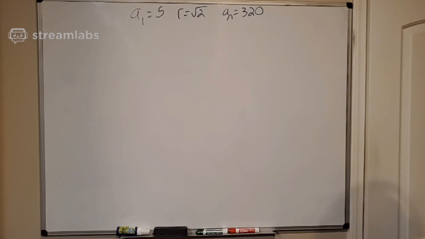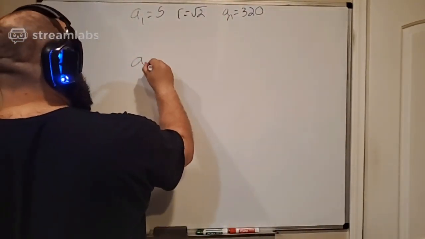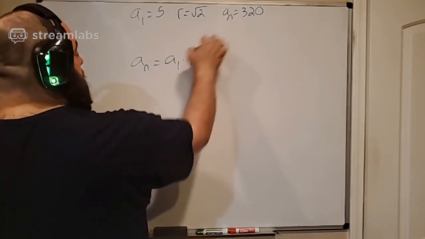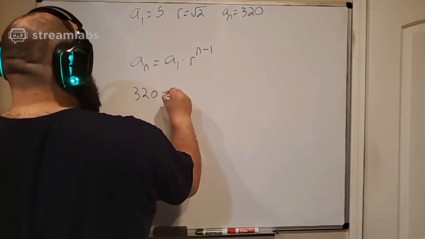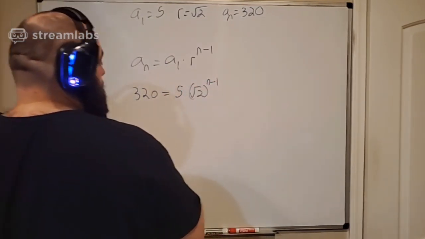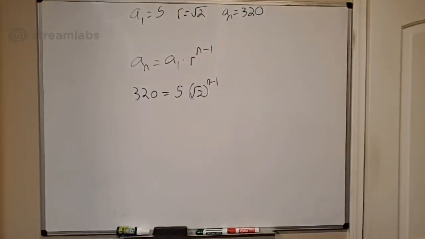So we get that a sub n is equal to a sub 1 times r to the n minus 1. So we're going to plug everything in. So we get 320 equals 5 times square root of 2 to the n minus 1. The problem with this one versus the arithmetic one is, where is my variable that I'm solving for? In the exponent. Well, how do I get something out of an exponent?